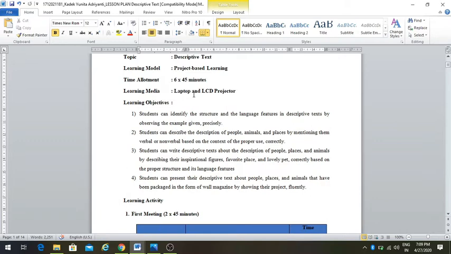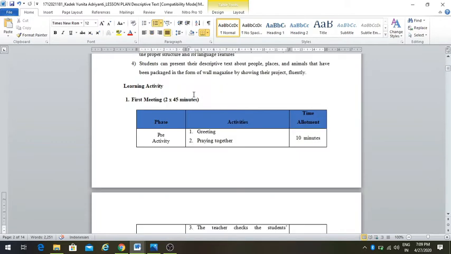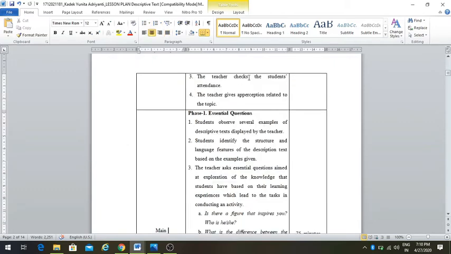So let us move to the learning activity. For the first meeting, it spans about 90 minutes. For the pre-activity, as usual, the teacher greets the students and then they pray together. The teacher can ask one of the students to lead the prayer or the teacher lead the prayer. It depends on the teacher. And then the teacher checks the student attendance. And finally, the teacher gives a perception related to the topic.